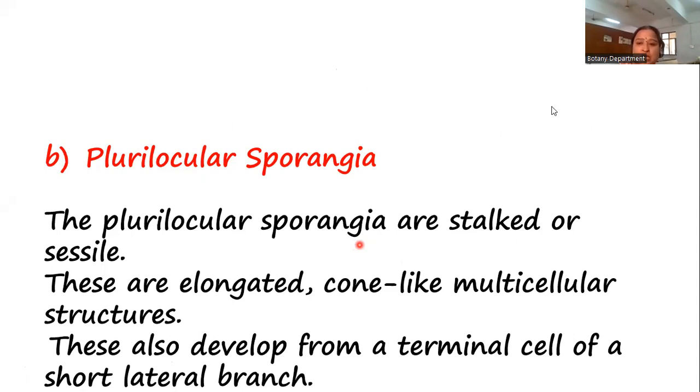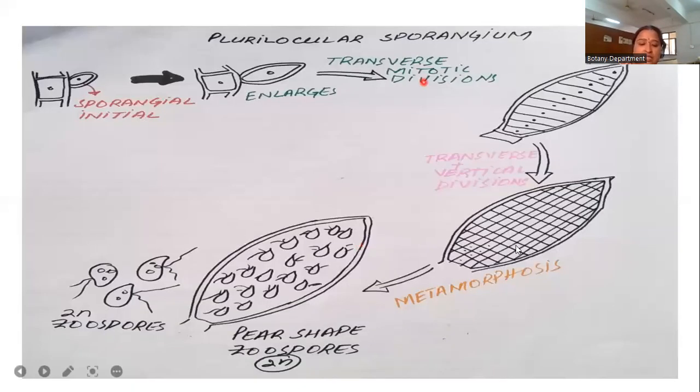See how it forms. Here many box-like structures are there, and each box is a zoospore. Meiosis does not occur here, be very careful, meiosis is totally absent. That's why all the zoospores produced in the plurilocular sporangia remain in the diploid state only.